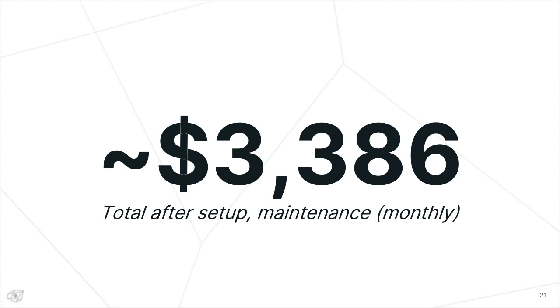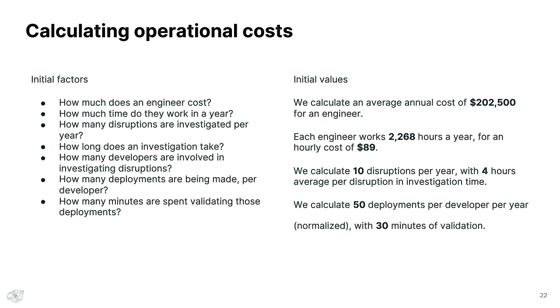Now, on the operational side, once we've got the data, we have to think about how we actually use that for something. There are a lot of different ways that we can use this data, but just to take 2 to get a lower bound on what it might take, we thought about how much it costs to employ an engineer and how much time they work in a given year. We're looking at 2 use cases here. One is incident response: how many disruptions does an engineer investigate on average, how long does that take, and how many people are involved? And the second use case is around deployments.